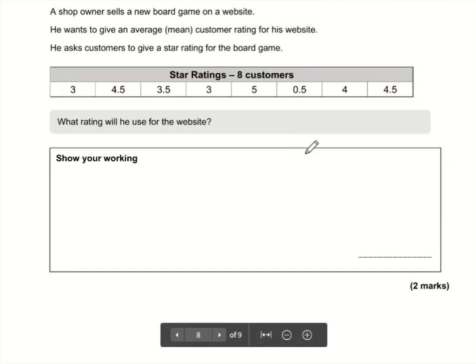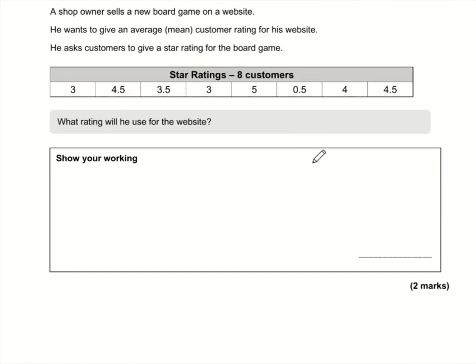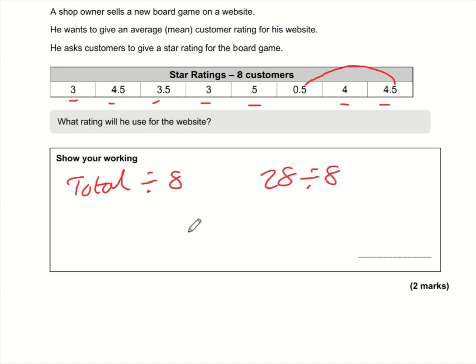Question number 11, we want to work out the mean. So the mean is the total divided by the number of values, and we know that there are 8 values. So I'm going to forget all the 0.5s and just add up the whole number. So 3 plus 4 is 7, 8, 9, 10, 11, 12, 13, plus 5 is 18, 18 plus 4, 22, 23, 24, 25, 26, 27, 28. So 28 divided by 8.